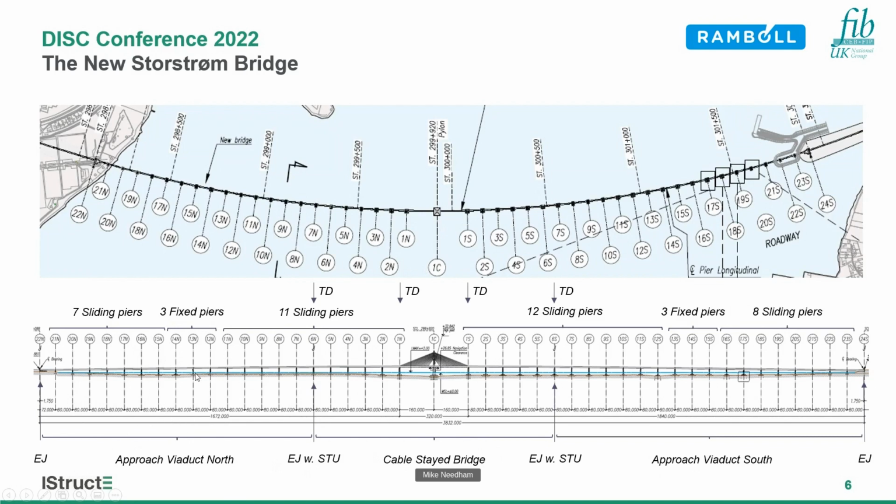In terms of articulation, there are 3 fixed piers to share the horizontal loads on each of the approach viaducts, whereas on the cable stayed bridge it's the pylon that does the bulk of the work there. And there are shock transmission units at the expansion joints so that longitudinal loads, for example, from railway braking or traction can be carried across the whole of the structure.